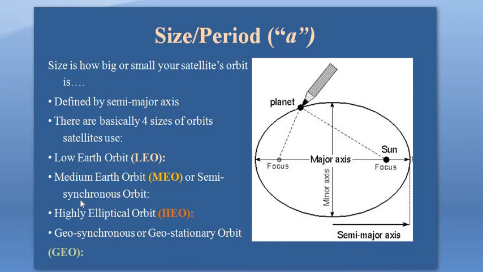Our GPS will be working on which orbit? MEO, that is medium Earth orbit, or the semi-synchronous orbit. The first one, size or the period, denoted by a, gives you the semi-major axis, and the sizes of these satellite orbits are divided into 4 types: LEO, MEO, HEO and GEO. LEO is low Earth orbit, MEO is medium Earth orbit, HEO is highly elliptical orbit, and GEO is geosynchronous or geostationary orbit. These are the first of the Keplerian elements, or orbital elements.